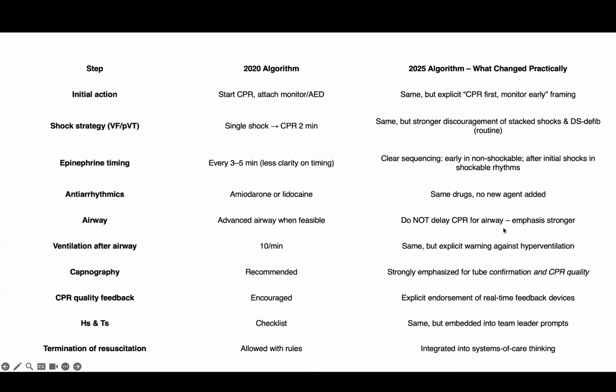Airway, do not delay CPR for airway. The emphasis for it has become stronger. Ventilation after airway, it is the same, but explicit warning against hyperventilation. For capnography, strongly emphasized for tube confirmation and CPR quality. With regard to CPR quality feedback, explicit endorsement of real-time feedback devices is now being taken into consideration. The 5 H's and 5 T's checklist is still the same, but is now embedded into team leader prompts. And termination of resuscitation is now integrated into system of care thinking.